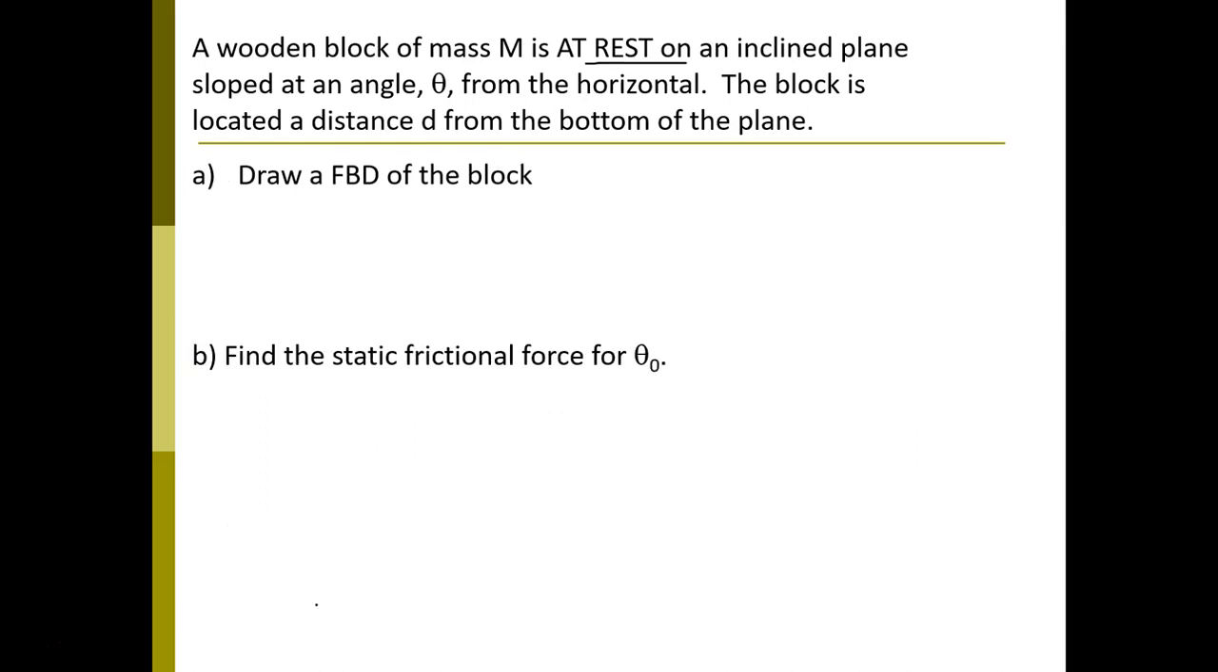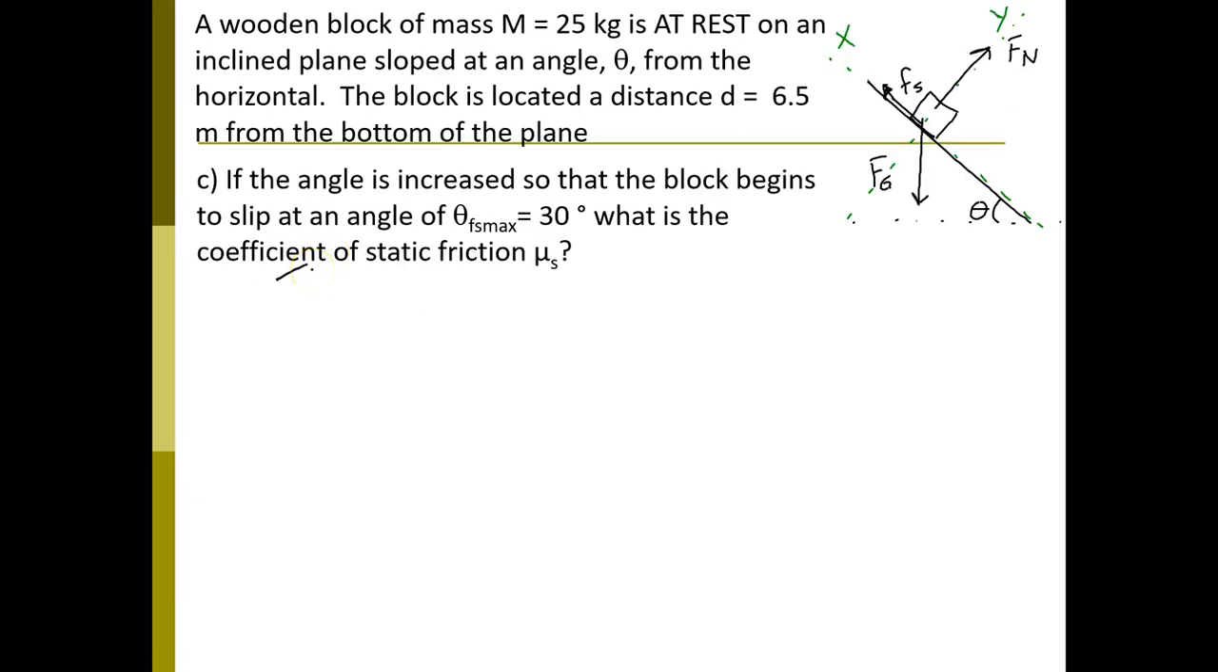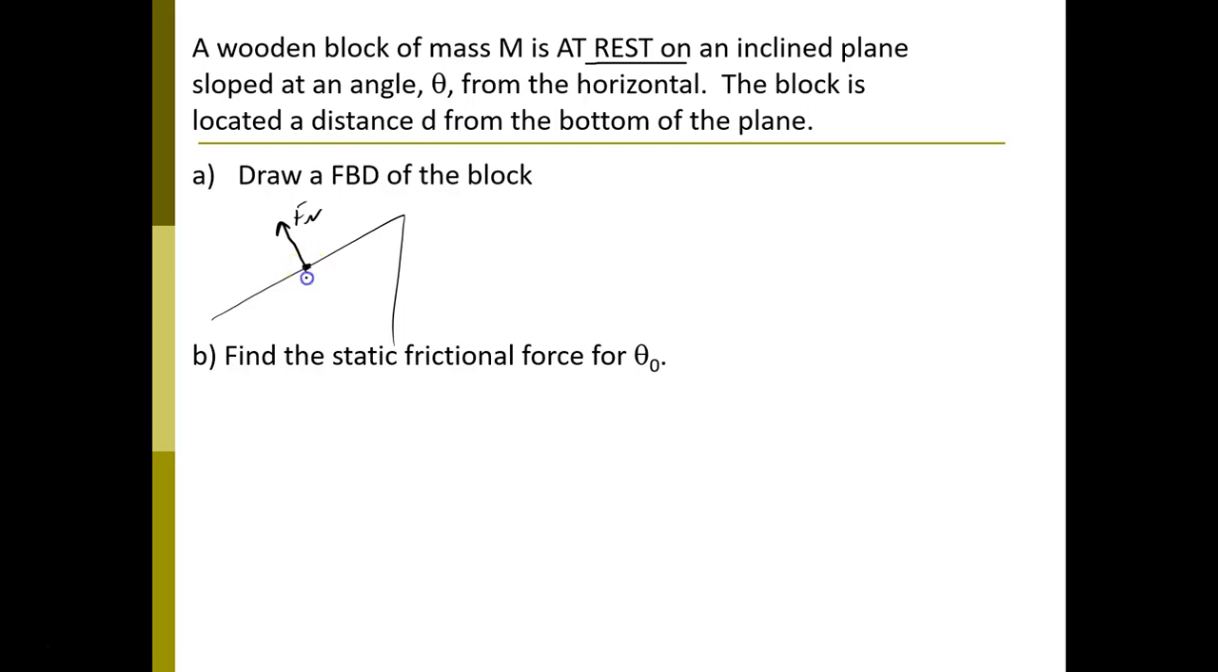So, one, we want to draw that free body diagram. Remember, we're on that incline here that kind of looks like this. So our free body diagram is going to have that normal force, and we have our force of gravity. In order to balance out the x component of our force of gravity, our frictional force must point up the ramp. We're trying to slide down the ramp, so the frictional force must point up the ramp. Now I want to know what my static friction force is for theta 0, or this theta here.